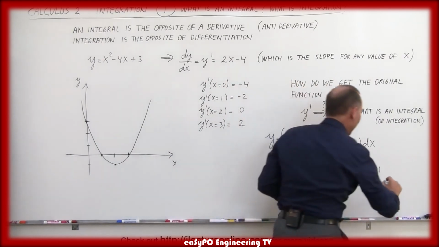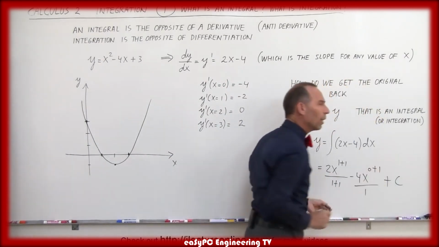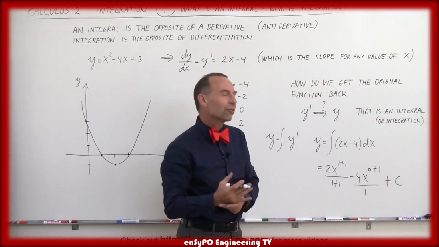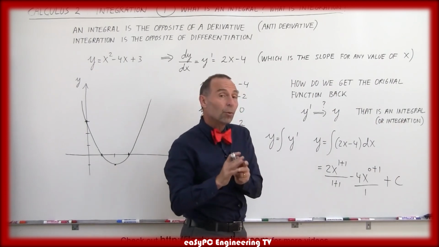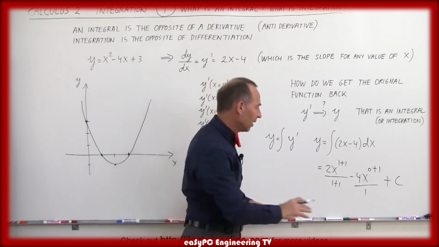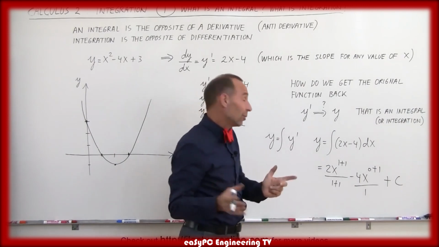And then we have to add what we call a constant of integration. We just call it c. C stands for constant, and we'll see just in a moment what that means and why we do that. It's kind of a mess. Let's simplify and see what that looks like.